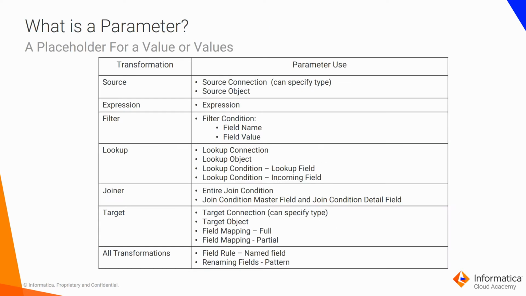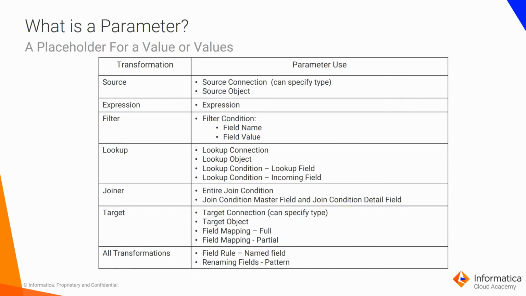Now let's see what a parameter is. A parameter is essentially a placeholder for a value or values in a mapping. A user defines the value of a parameter within the mapping task. The table lists the parameters that you can create in each transformation. I will also talk about how those parameters are then configured in a mapping task.